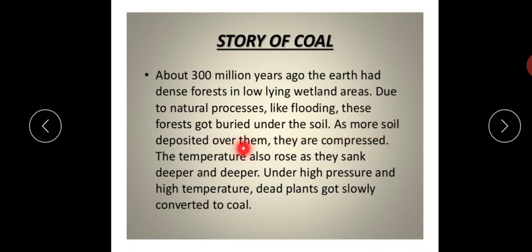As more soil deposited over them, they were compressed. The temperature also rose as they sank deeper and deeper. Under high pressure and high temperature, dead plants got slowly converted to coal. So the dead and decayed plants and the living organisms all together converted to coal after the deposition of millions of years.